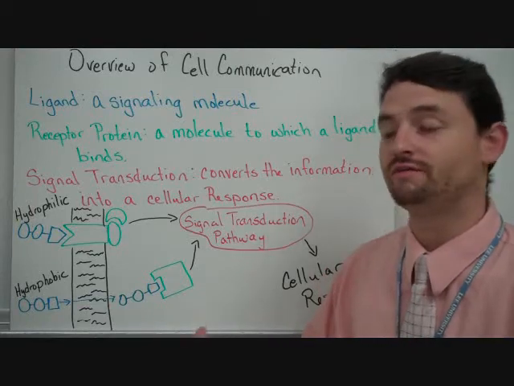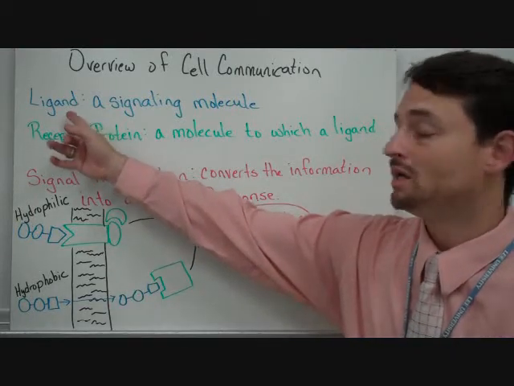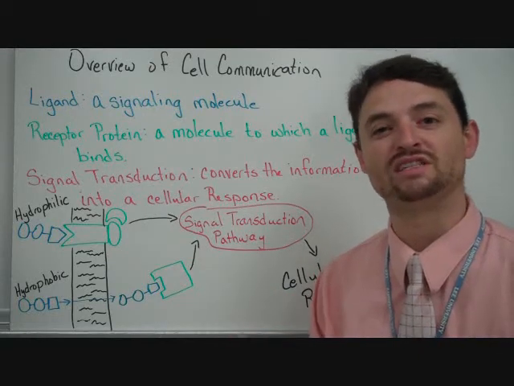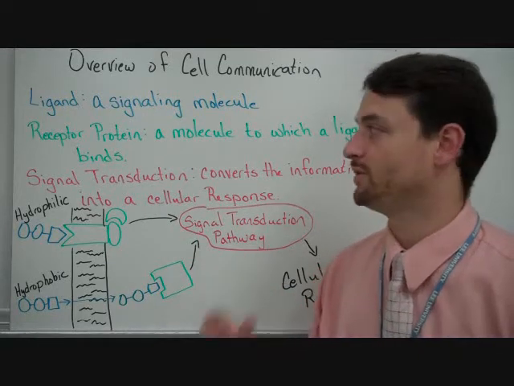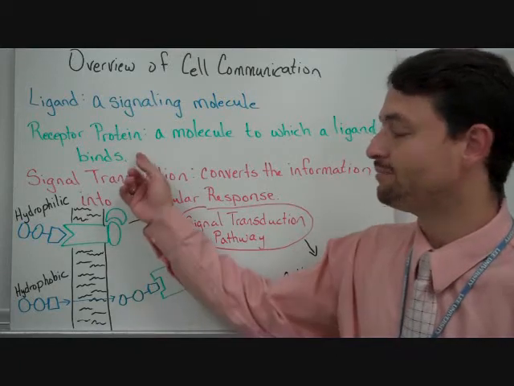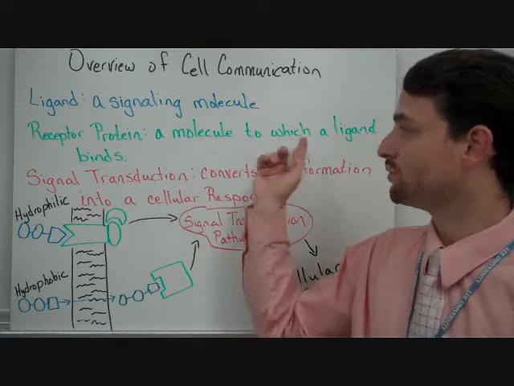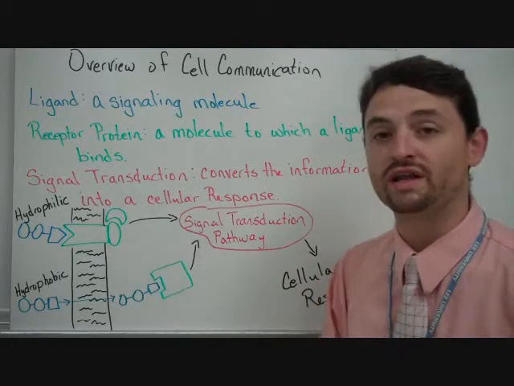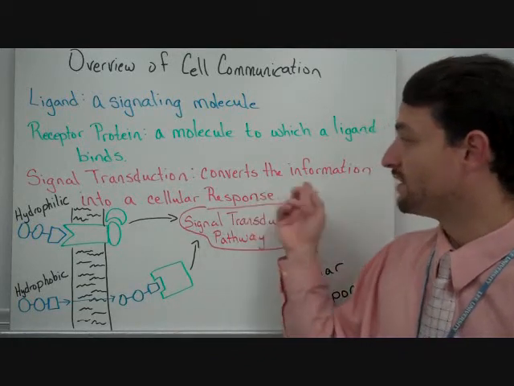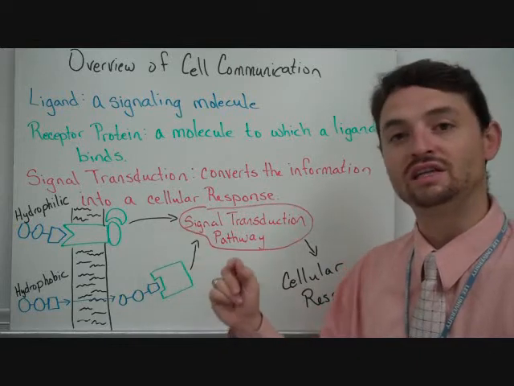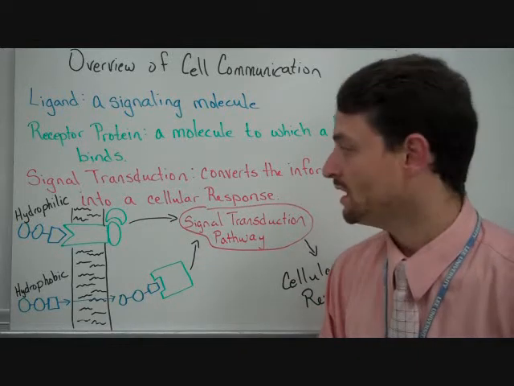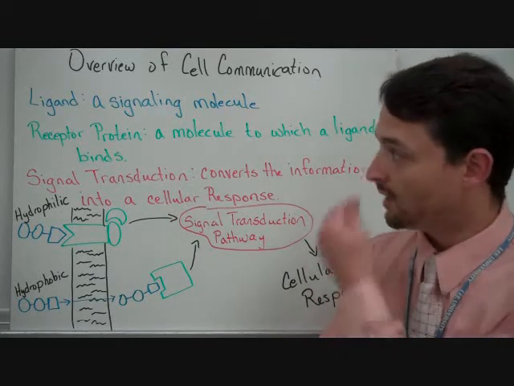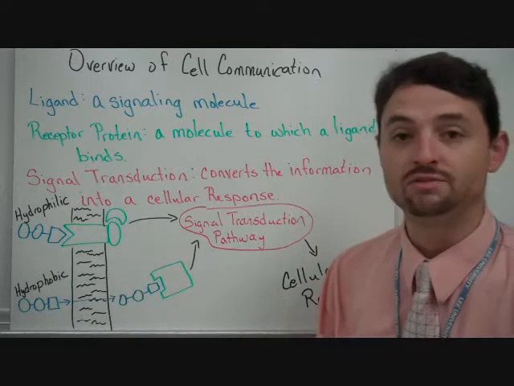Some key terms here that I've identified. Ligand. A ligand is a signaling molecule. This could be a number of things. We'll talk about several different types of ligands as we go through this. A receptor protein is the molecule to which the ligand binds, and then that causes a signal transduction, which is converting that information into a cellular response. And this is actually what causes the cell to do whatever it is it's supposed to do, depending on what the signal is that's been sent.